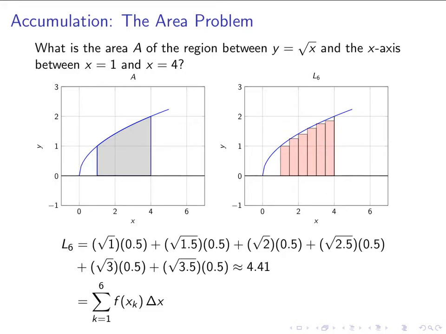I should also mention here the notation. As I said, the delta x is what we refer to as the width. Notice that these values of square root of 1, square root of 1.5, square root of 2, square root of 2.5, those are all just arrived at by plugging in the x coordinate into the formula. So if I call the function here f of x, then this is f of 1, this is f of 1.5, this is f of 2, f of 2.5, and so on. And so each of these expressions that I'm adding up is f of an x value times delta x.